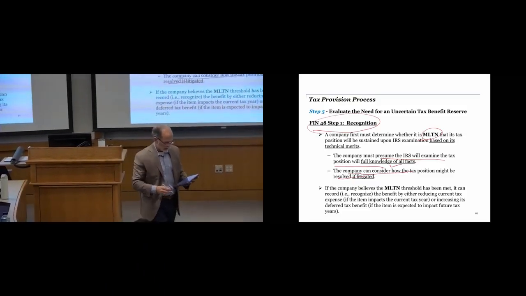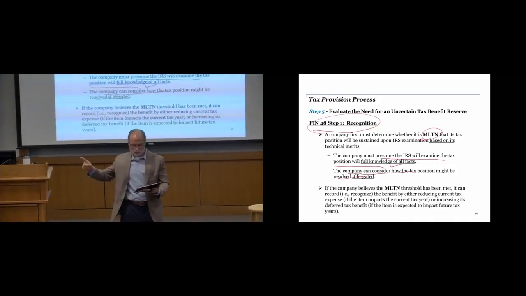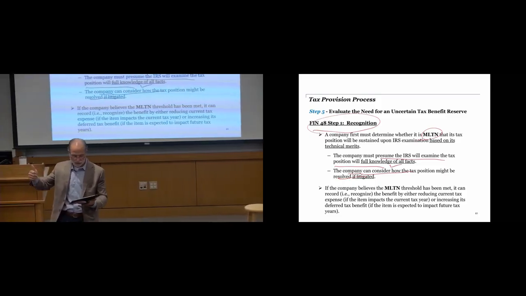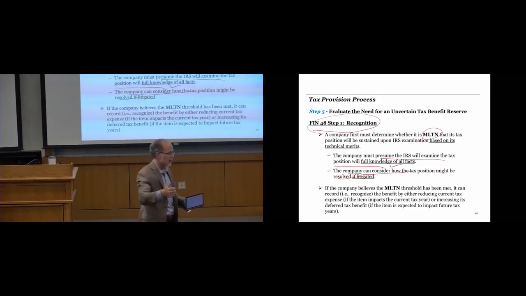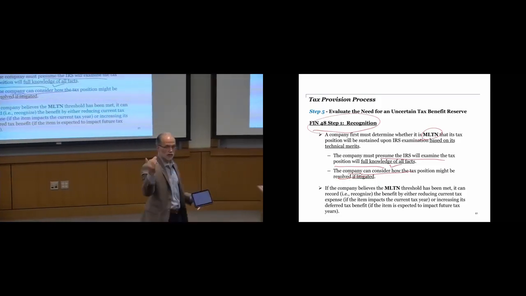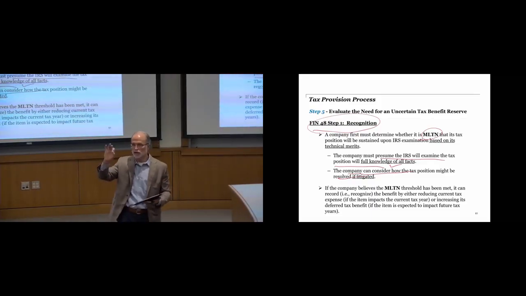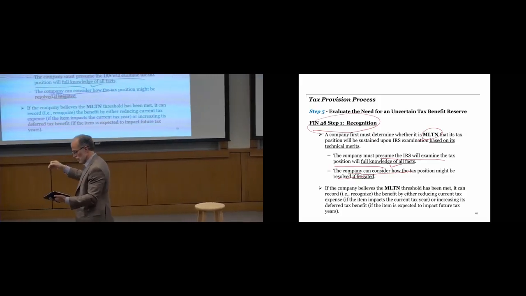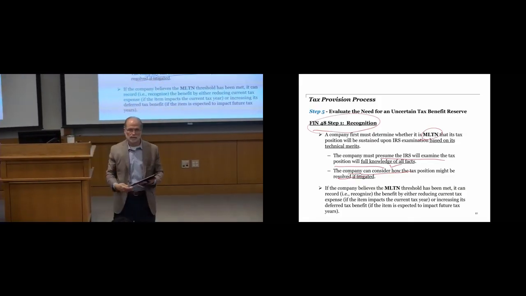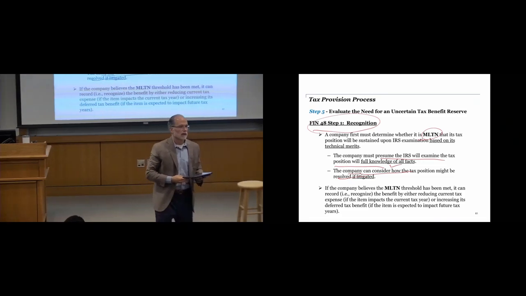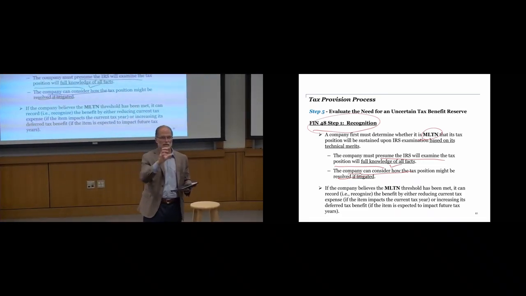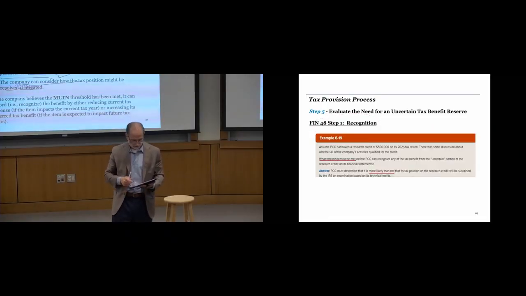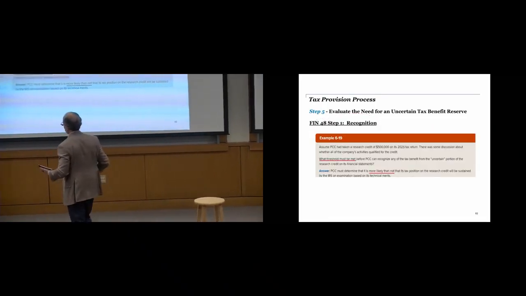So if I am at more likely than not, then I can recognize some of the benefit. And what would that be? I would reduce my current tax expense if the item impacts the current tax year. So this one does go to current, or it could go to the future, depending on where the issue is. And or increase my deferred tax benefit if the item is expected to impact future years. So what I'm doing here is deciding: do I keep all of the benefit in the financial statement, or do I have to reserve it?